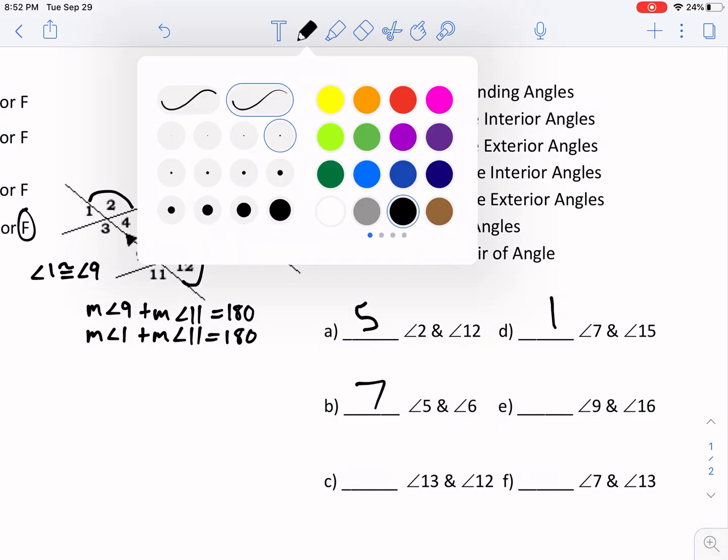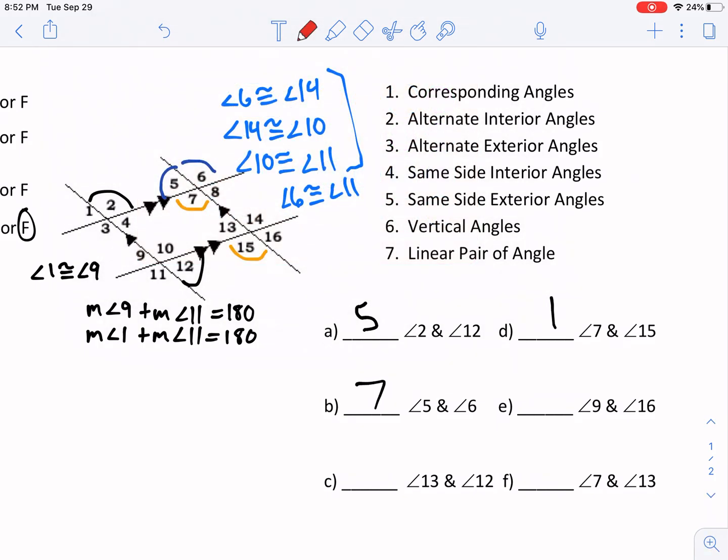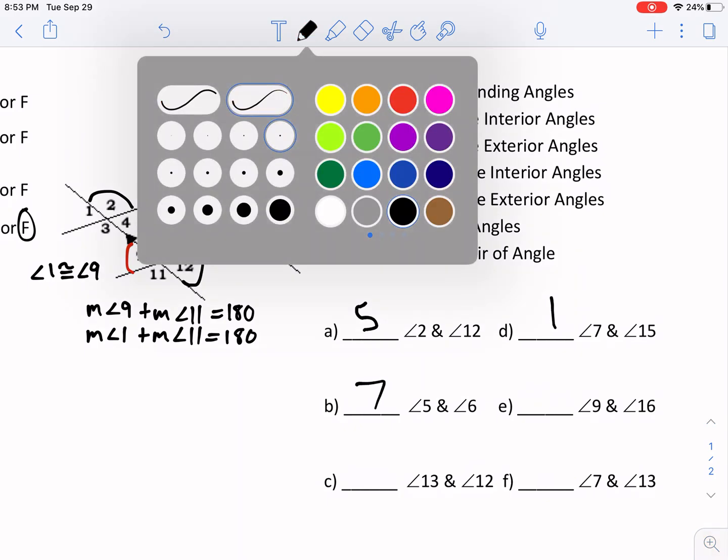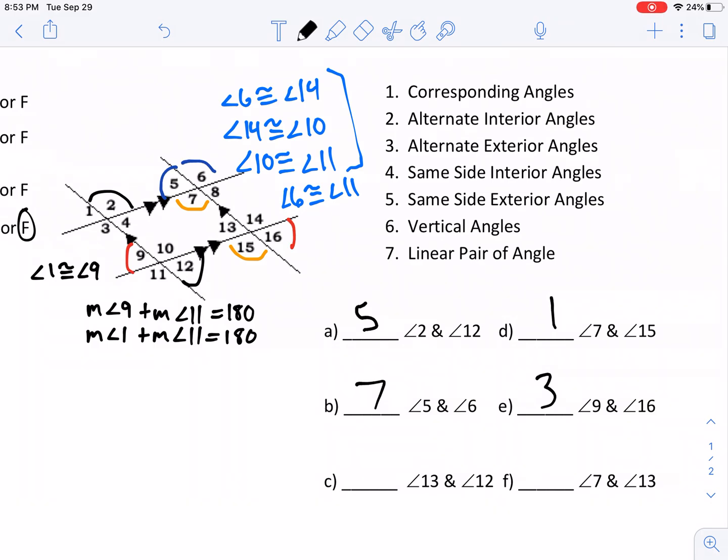Okay, 9 and 16. Now, those guys are on opposite sides of this transversal. So they're on alternate sides of this transversal, but they're on the exterior there. Okay, what would that be called? Alternate exterior angles. Alternate exterior angles. Use black. There we go. So alternate exterior angles.